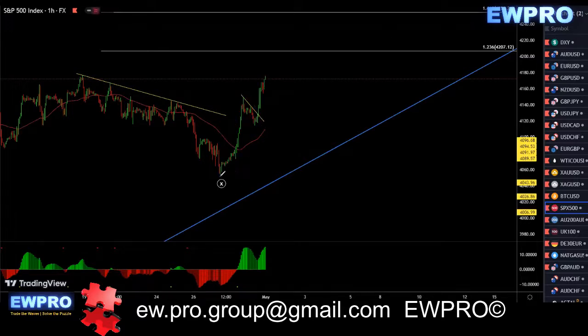You'd have to wait for a correction before you look to buy. Price may get up to this 123.6 and then give you a correction, and then you could look for the buy up to that 161.8.